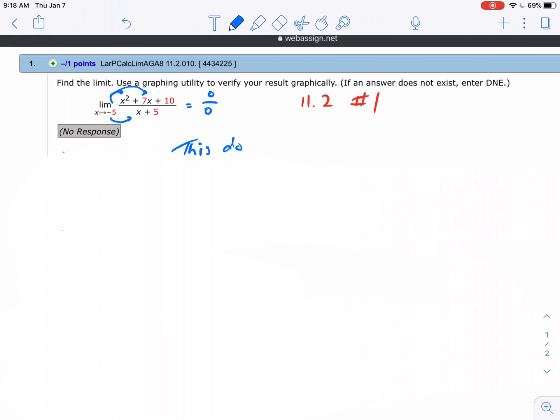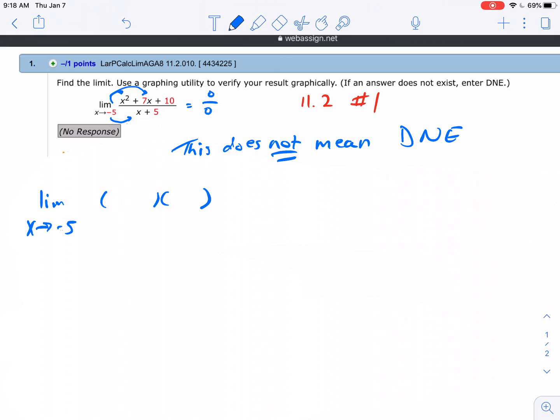This does not mean DNE. A lot of students get that 0 over 0 and they're like, oh, it doesn't exist. Well, that's not true. What that basically tells us is that we need to do another technique. So let's go ahead and do the limit as x approaches negative 5.